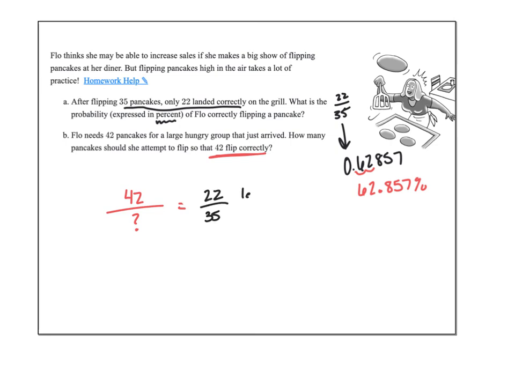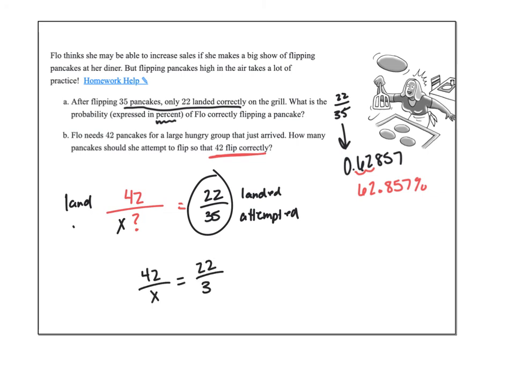I could use the ratio that I know that she's good at, the 22 out of 35. This is how many landed. The top number is how many landed on the grill. And then the bottom number was the number attempted. So if she wants to use that same rate, if she wants to land 42, I need to know how many she should attempt here. And I actually might like to leave it as this. I'm going to use 22 over 35 instead of that decimal, because this allows me to use my cross product property, which says I'm going to multiply 22 and x and set that equal to what I get when I multiply 42 and 35.